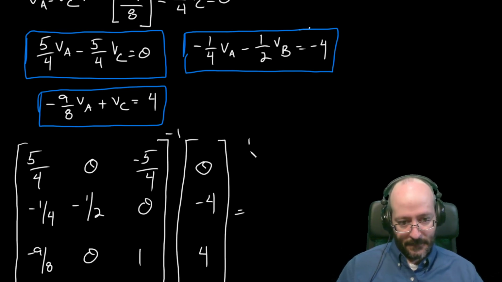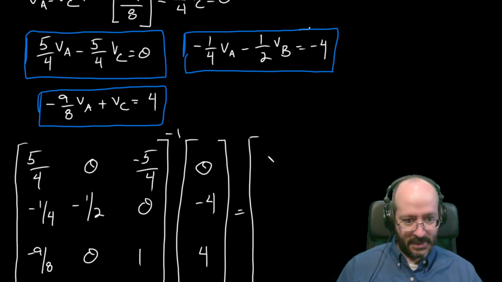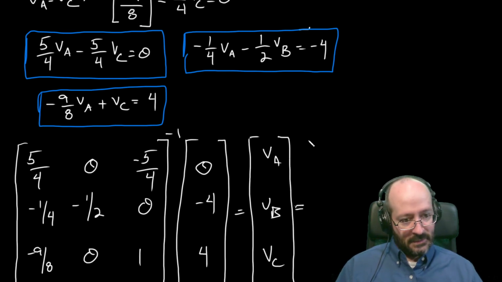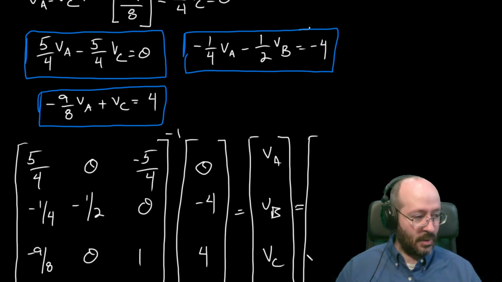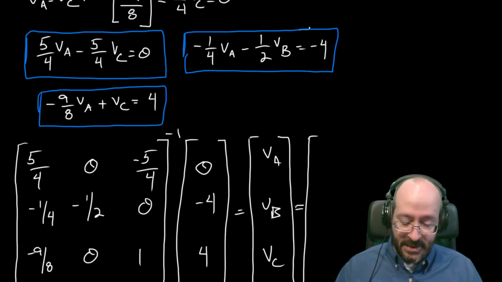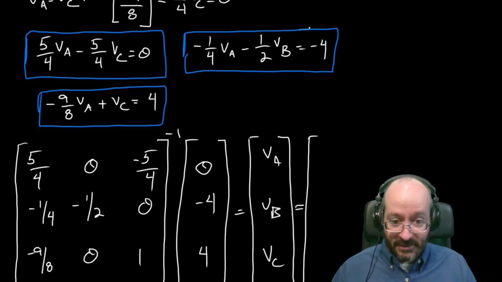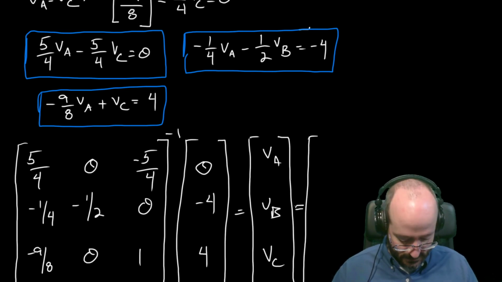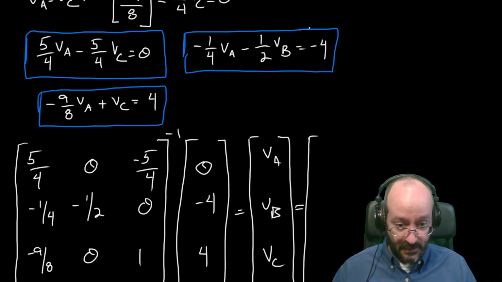All right. That's going to give us VA, VB, and VC. So the rest is calculator work. While I'm drawing this, I'm hoping you're fumbling with your calculators. I'm going to fumble with mine now. Your favorite part of the videos, right? Okay. 5 divided by 4, 0, negative 5 divided by 4, and 0, negative 1 divided by 4, negative 1 divided by 2, 0, negative 4, negative 9 divided by 8, 0, 1, 4.